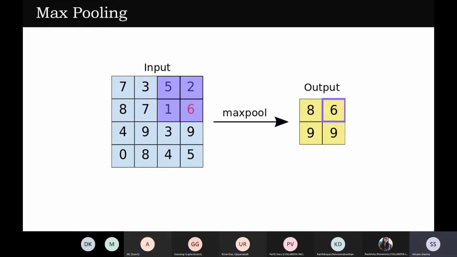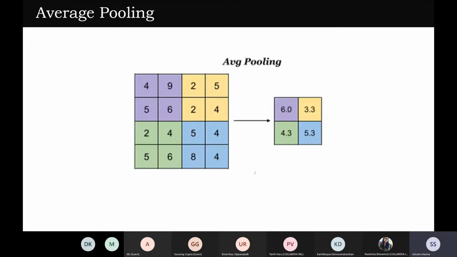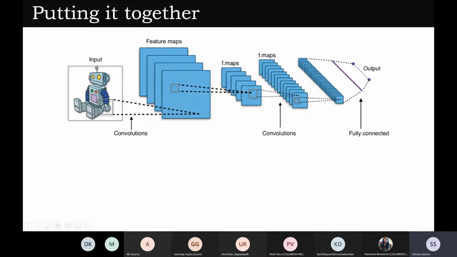Max pooling is where we take the highest pixel value in the output layer. Apart from max pooling, average pooling is also there, which takes the average of the values, so 2, 4, 5, 6, the average is taken. If we put everything together, this is how convolutional neural networks look.